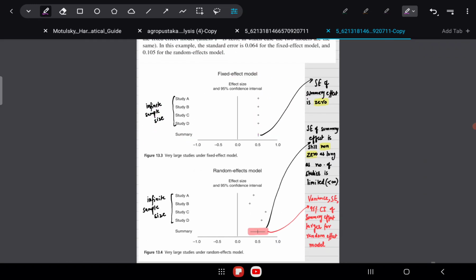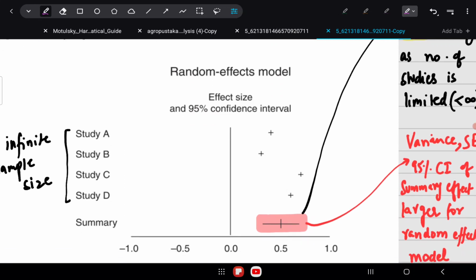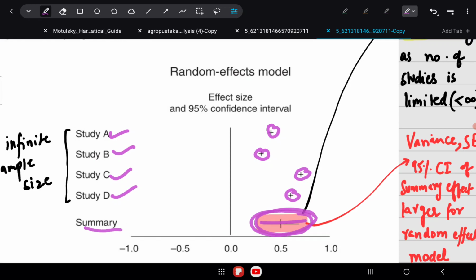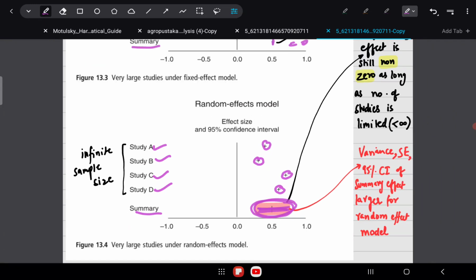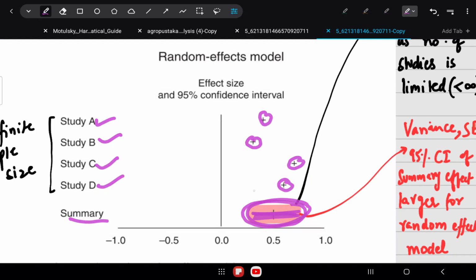But see, in random effect modeling, even though you have the same 4 studies and they still have infinite sample size, the confidence interval or the standard error of the summary effect is not 0, it is still very wide, right? So this is the difference. In random effect modeling, the confidence interval or the variance of the summary effect is wider as compared to fixed effect modeling. Why? Because in random effect modeling, we are not just accounting for the within study variance, we are also accounting for between study variance.